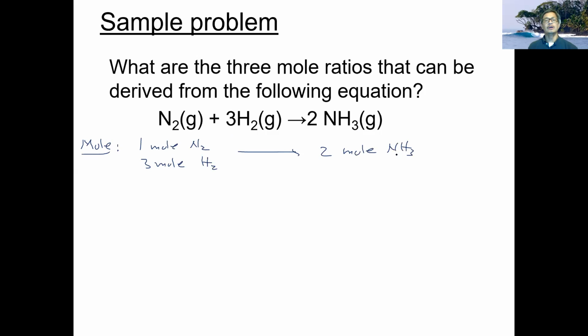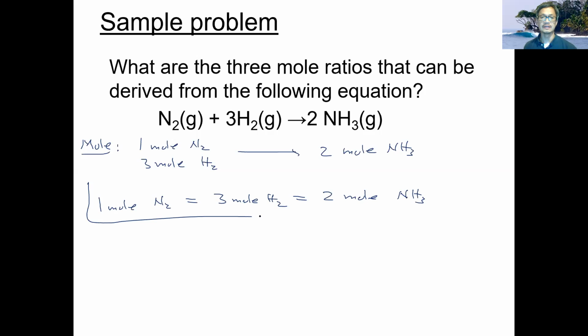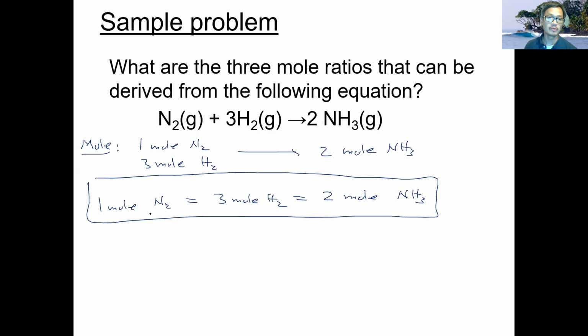What this equation also tells us is that if you mix exactly 1 mole of nitrogen with 3 moles of hydrogen, you will produce exactly 2 moles of ammonia. What we are saying here is that these are all equivalent; they are all equal to one another. So let me repeat that: if we start out with 1 mole of nitrogen and mix it with exactly 3 moles of hydrogen, we will get exactly 2 moles of ammonia.